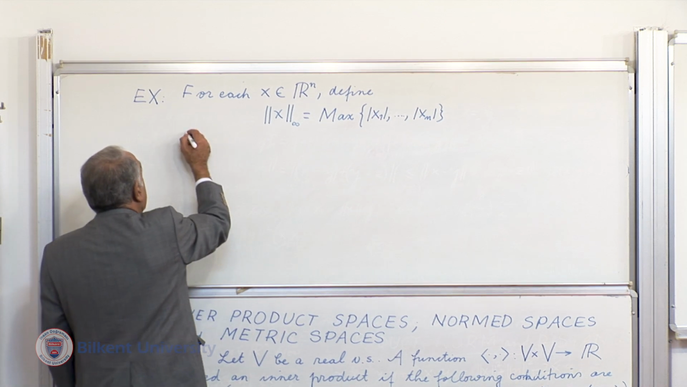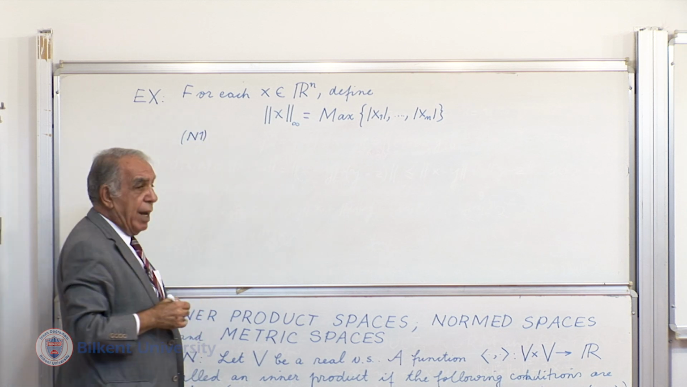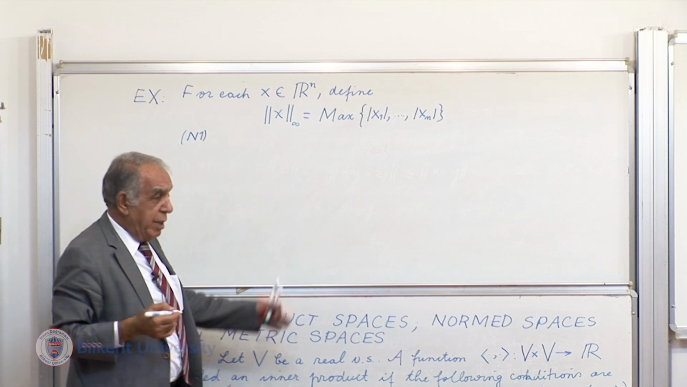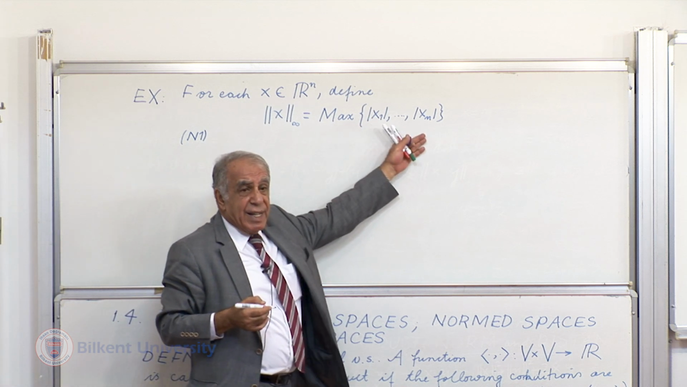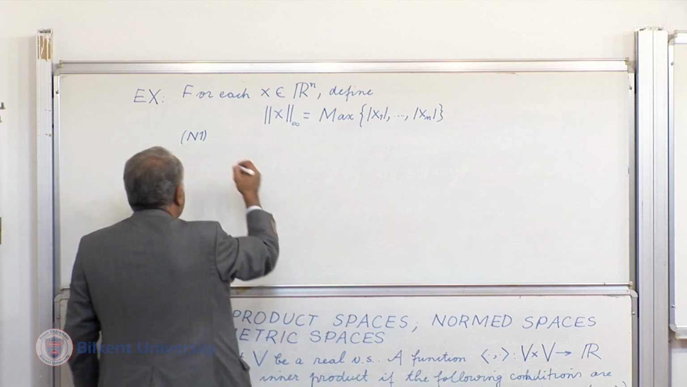Now, is norm property 1 satisfied? Clearly so. Here you have a set of non-negative numbers. The maximum of that, that's non-negative.